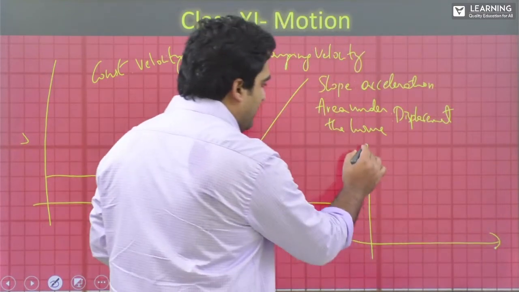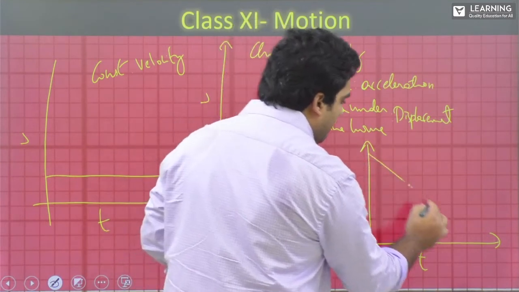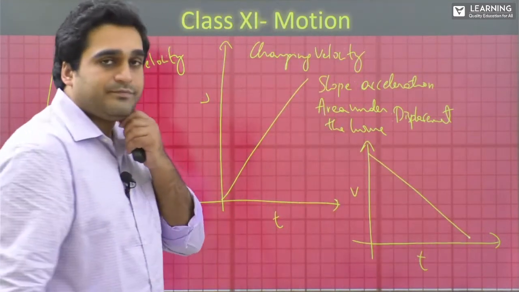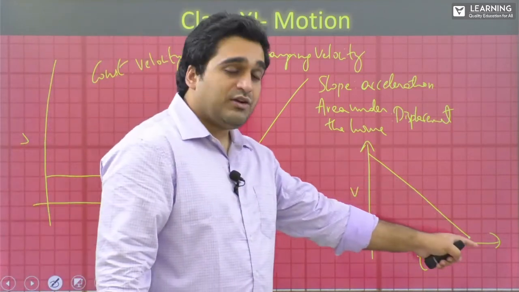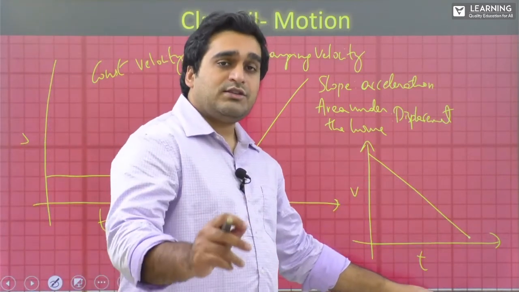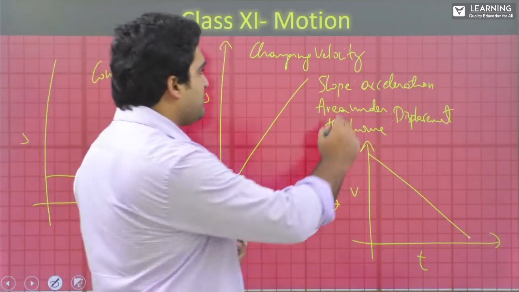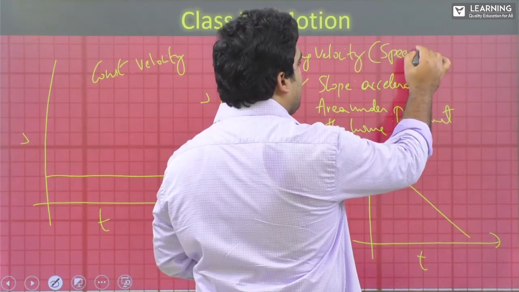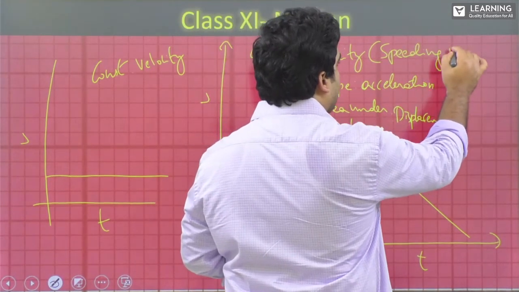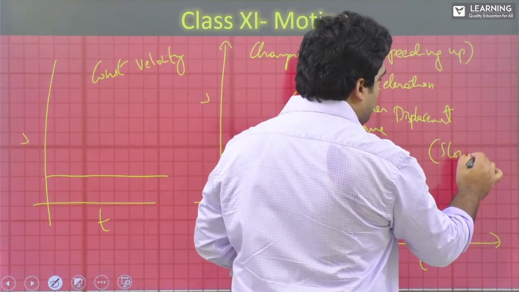So I'll draw it here, a velocity time graph, but in this case, a curve that is pointing downwards. This curve that points downwards tells you that the object is slowing down. Here it is speeding up. So let me write here, speeding up. Here it is slowing down.